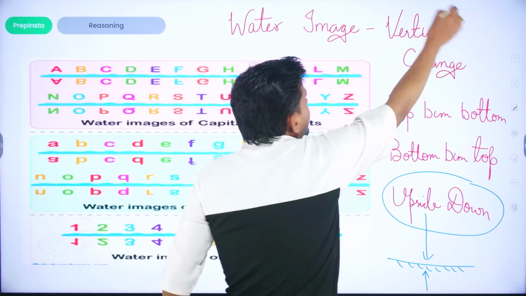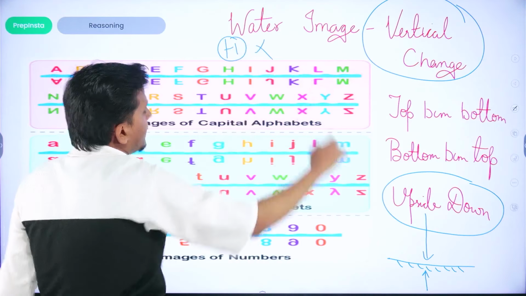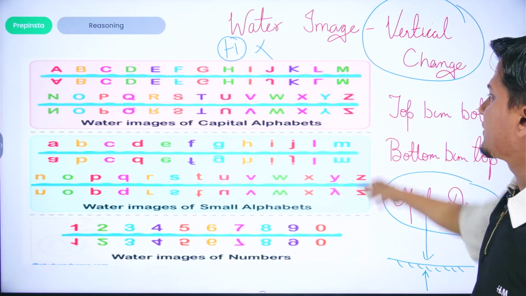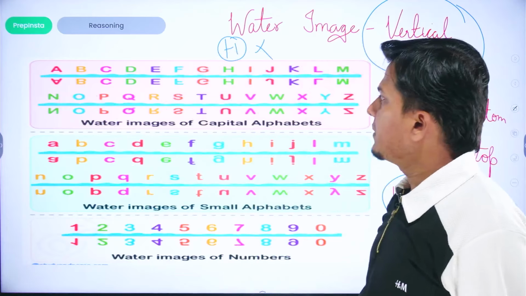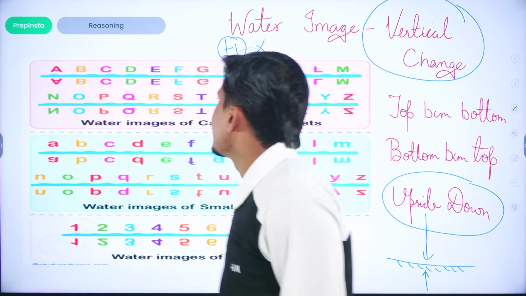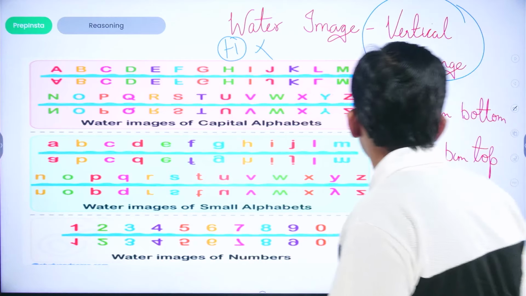So there is a vertical change only, no horizontal change would be there. So let us understand this with particular water images of capital letters. So you can see the top becomes bottom and bottom becomes the top, right? There is no change in the horizontal images. So no changes you can see in the horizontal images.